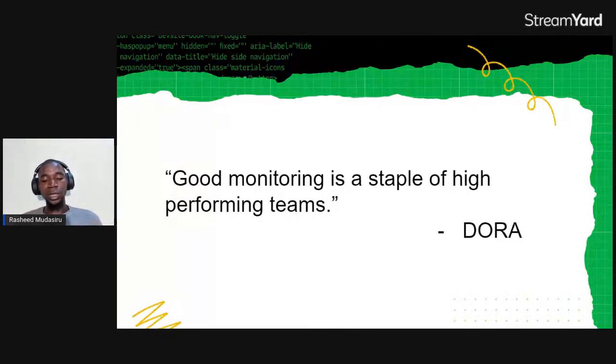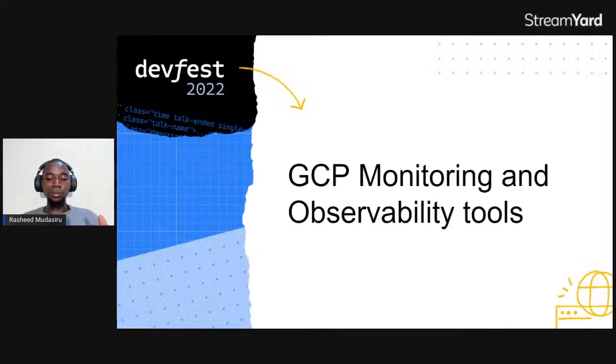And the last one is from the DORA team. The DORA team are the DevOps research team, who claim they interviewed more than 33,000 organizations to ask them how DevOps is helping them thrive and grow, and all the things that come under DevOps. So they said if your organization wants to have good performing teams, what they need to do is set up a good monitoring system. So good monitoring is a staple of high performing teams. That is what the DORA team said.